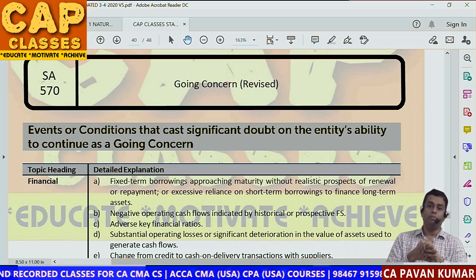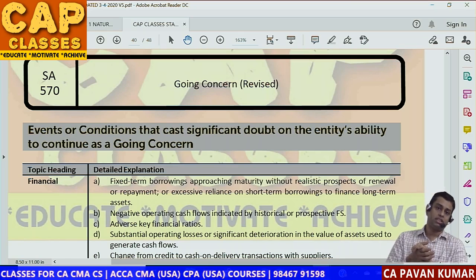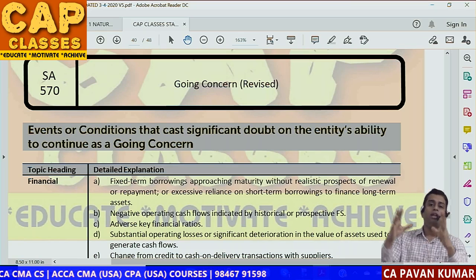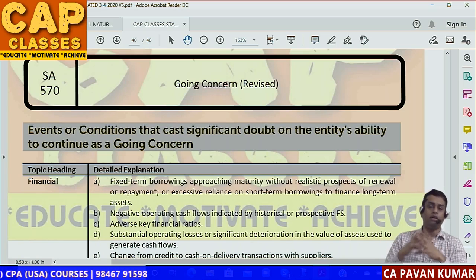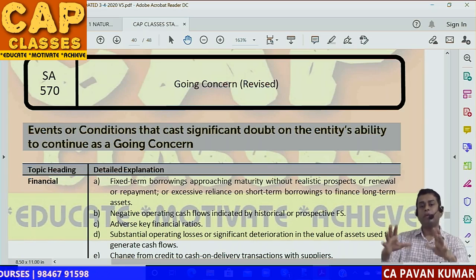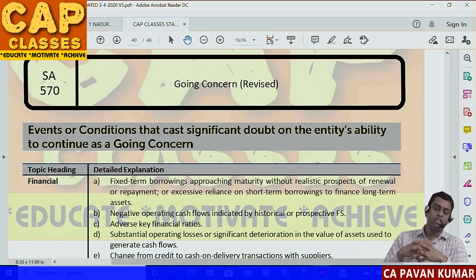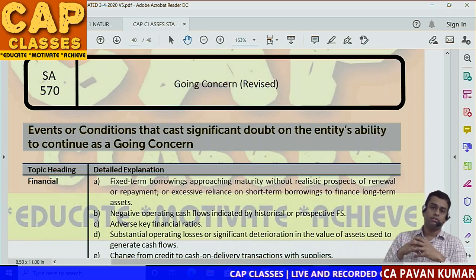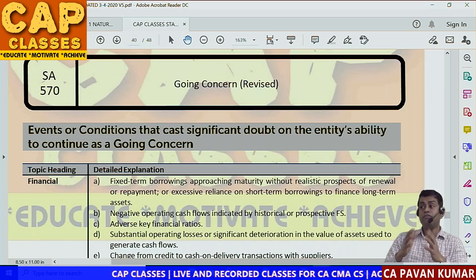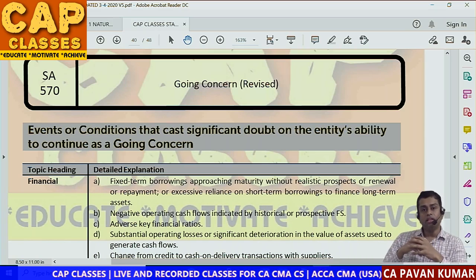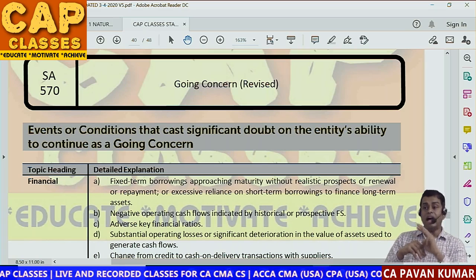Raw material is not available. Technological obsolescence. Huge fall in the market demand for the product. Production system outdated. Demand for the product is becoming zero, something like landline phones or maybe some traditional insurance policies. People do not want to buy. Or maybe old televisions, not LCD or LED, old televisions. For all these things the demand is falling. So if you are dealing with that, are you a going concern? That is the point.